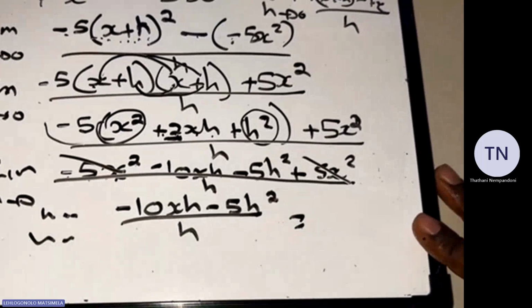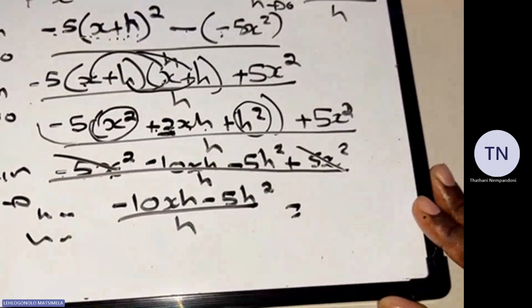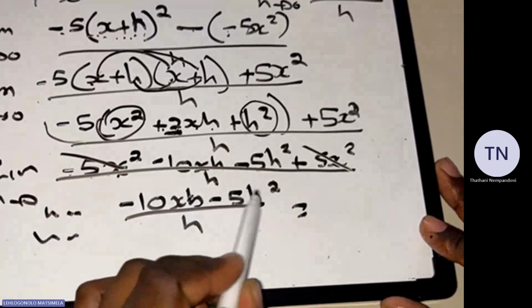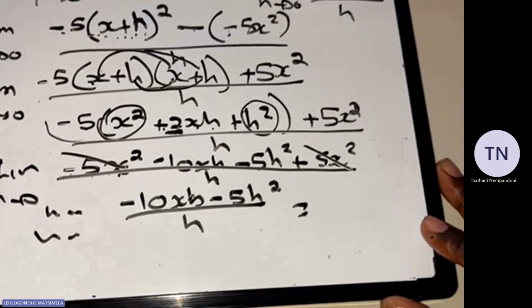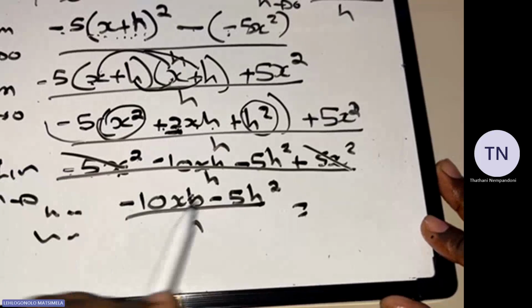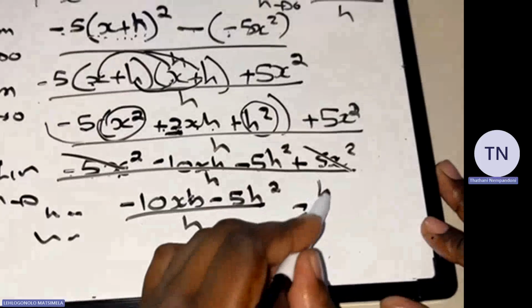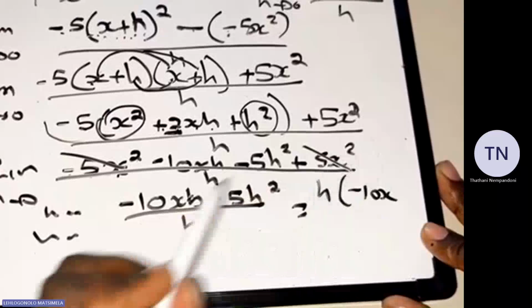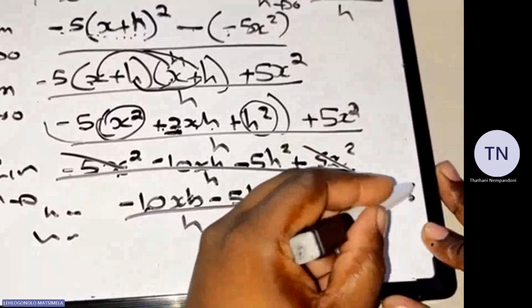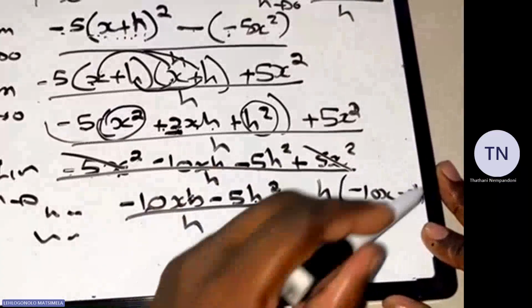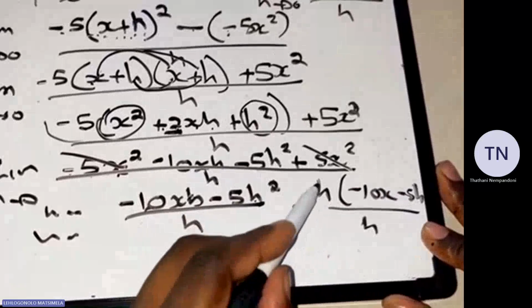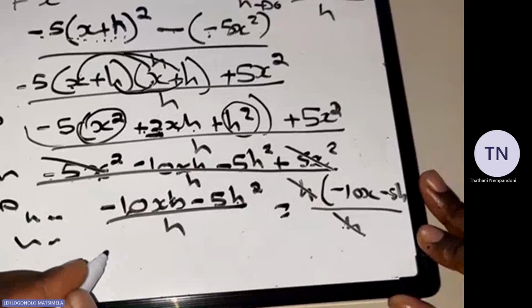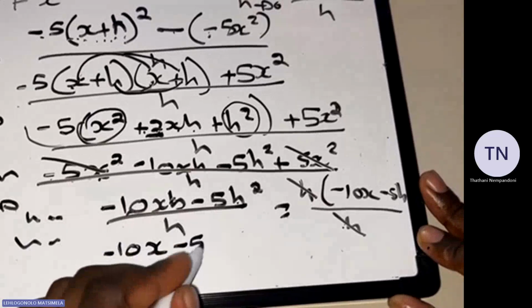Simply here, that is the part where we have to start introducing factorizing. Don't forget, don't substitute 0 for h before we simplify, until we can no longer factorize and simplify. Here there is h, which means h is our common factor. Then we open the bracket, we remain with minus 10x, and on the other side minus 5h, because the h was h to the power of 2, and then divided by h. Now this h outside will cancel the other h, and on top we remain with minus 10x minus 5h.